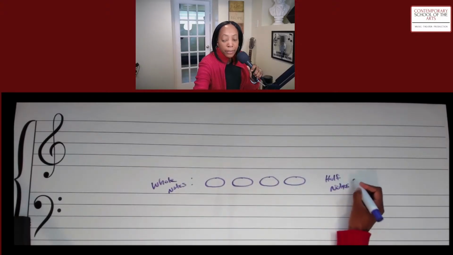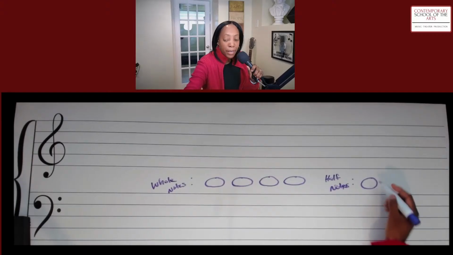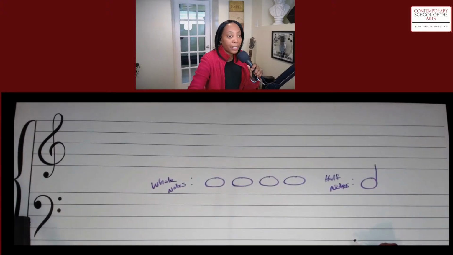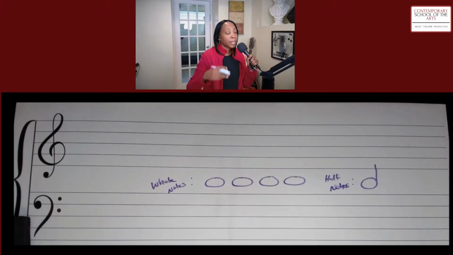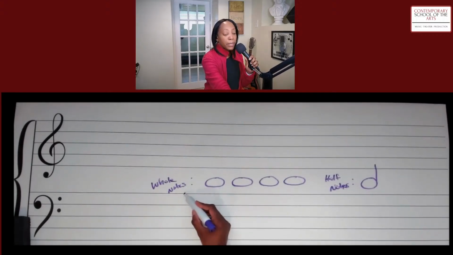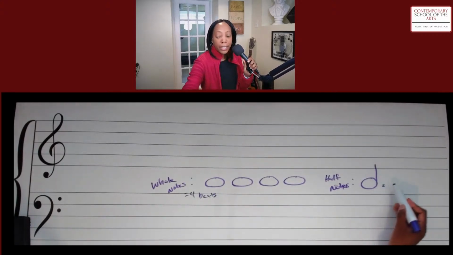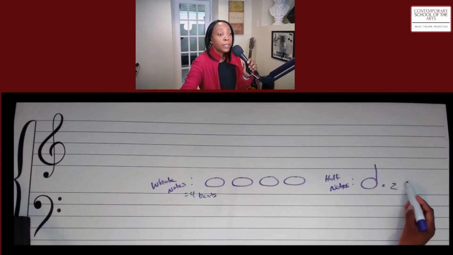Now when we draw our half notes, we start with a note head, and then we have to what? Draw a stem. Okay, and we'll talk about the direction of those stems too. And so that is what happens. We start with our whole note. We know it's equal to 4 beats. And then when we add that stem, it's now equal to 2 beats.